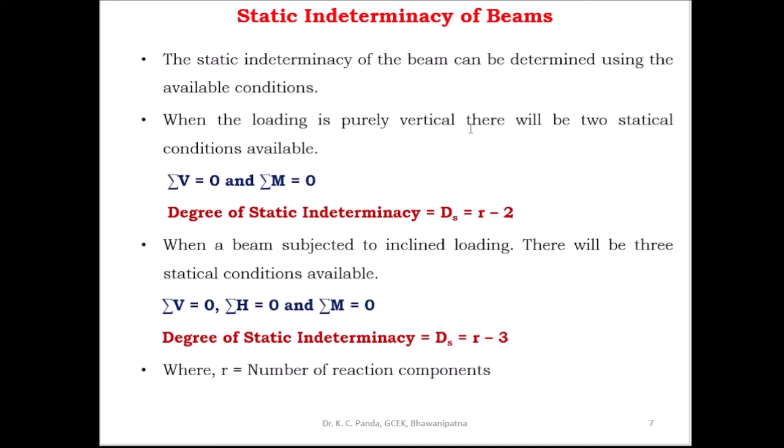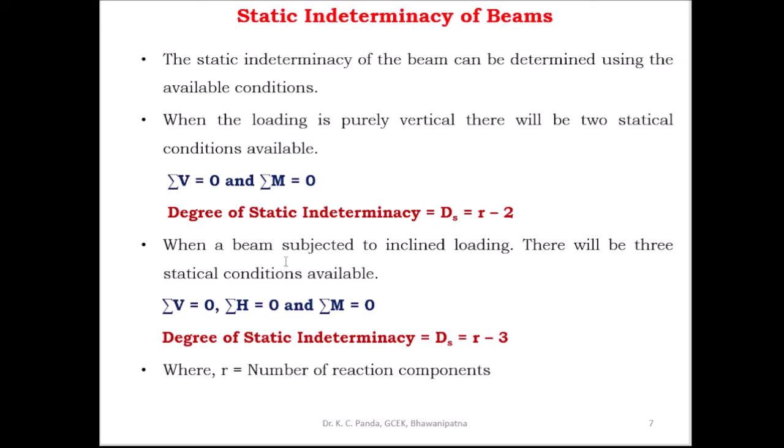When the loading is purely vertical, there will be two statical conditions available. The first condition is summation of vertical force is equal to 0, and the second is summation of moment is equal to 0. In this case, the degree of static indeterminacy can be determined using this relation: ds is equal to r minus 2. Here r is the number of reaction components and 2 is the number of static equilibrium equations available when the load is acting in the vertical direction.